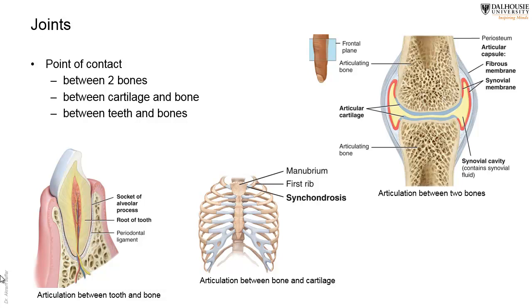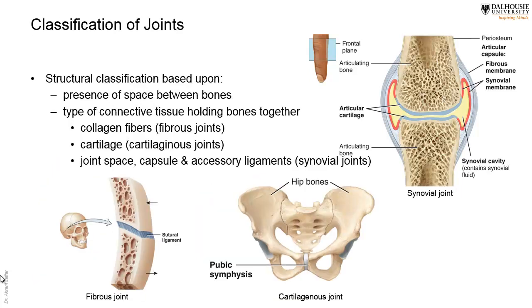Keep in mind that joints, by definition, are points of contact, not necessarily that these joints allow movement. So some of them allow free movements, some of them allow a limited amount of movement, and others are actually immovable joints. They are just a point of contact between two structures, either between two bones, or between a bone and cartilage, or between a bone and a tooth.